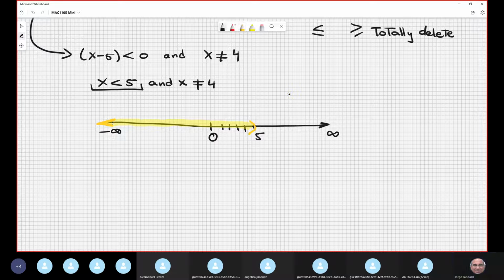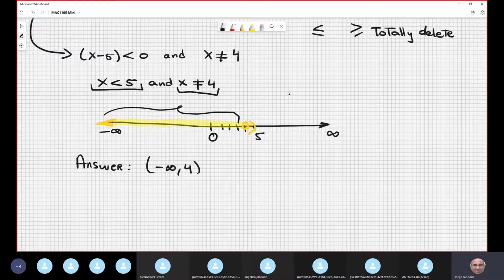However, that part is a hole. Where? Hole in 4. So in 4, we have a hole. Let me use again yellow color, a hole, like that. Therefore, if you write the final answer in interval notation is from negative infinity, comma 4, this piece. Stop here, because in 4 we have a hole. Union 4, comma 5. Something like that. Clear or confused? However, it's clear.